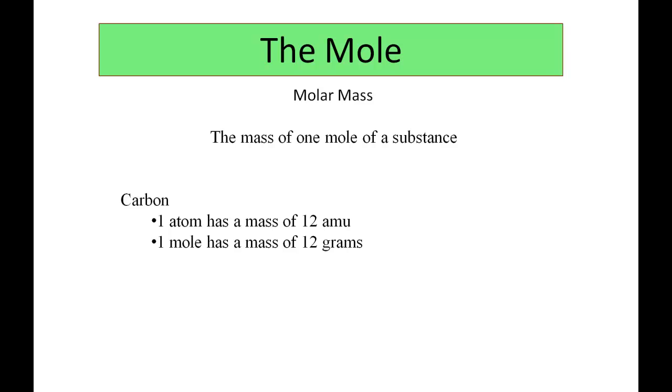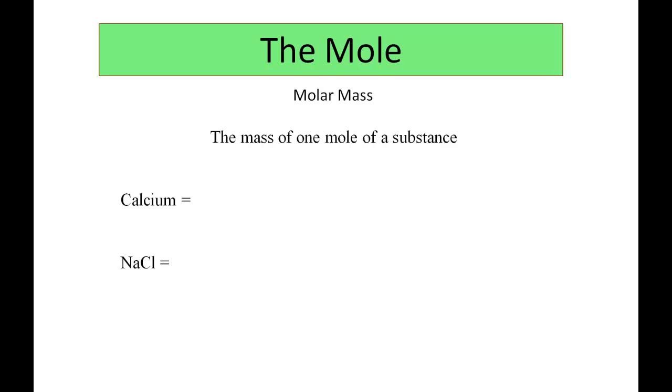Whatever the atomic mass is of that element on the periodic table is the same as the mass of 1 mole of that substance in grams. Let's do a few examples. Calcium on the periodic table has an atomic mass of 40, which means that 1 atom of calcium has a mass of 40 AMU. But doesn't that also mean that 1 mole of calcium weighs 40 grams? So we're going to make a conversion factor out of this and say 40 grams equals 1 mole, or 40 grams per mole is the molar mass of calcium.